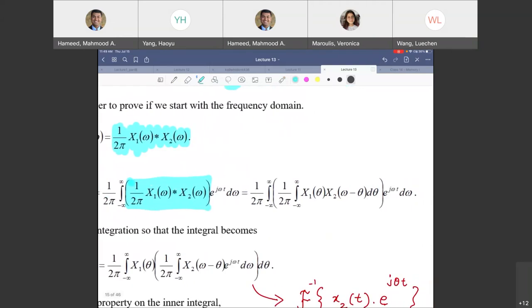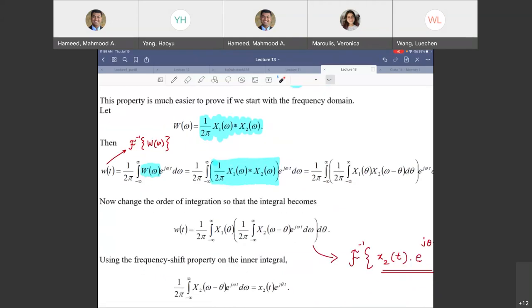Next, we know how to convolve two signals: X1 of tau, X2 of omega minus tau, right? X of tau multiplied by H of t minus tau d tau, something like that. Instead of X and H, we have capital X1 and capital X2, and instead of t and tau, we have omega and theta. So it's the formula for continuous convolution that we have used to write the convolution out here. The rest of the items remain the same.